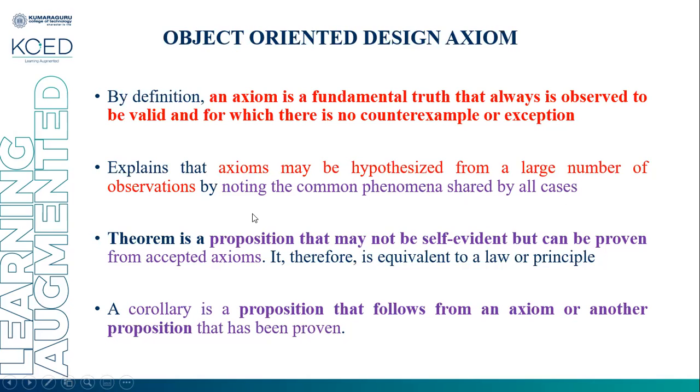The second is the theorem. A theorem is a proposition that may not be self-evident but can be proven from the accepted axioms. It is therefore equivalent to a law or principle. A corollary is a proposition that follows from an axiom or another proposition that has to be proven. So these are the object-oriented design axioms.